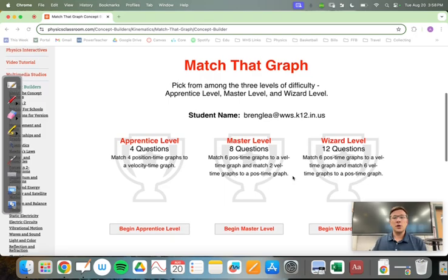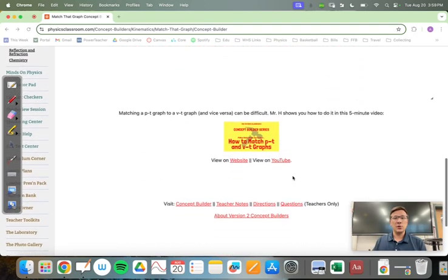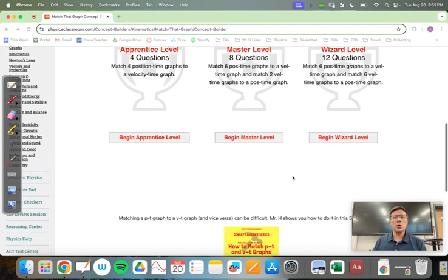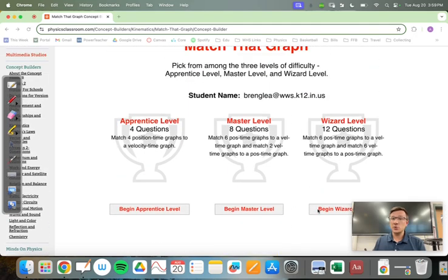Today we're going to be tackling the Match That Graph concept builder from physicsclassroom.com. Now, to talk about this concept builder, I'm actually only going to go over a few questions from the wizard level, because some of the questions throughout this will be repeated, like the questions that you do in the apprentice level will show up again, maybe on the master and on the wizard level. And it's just testing you multiple times on it.